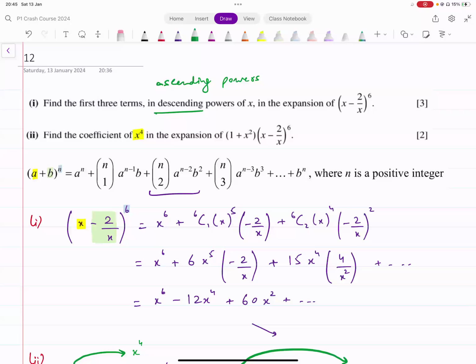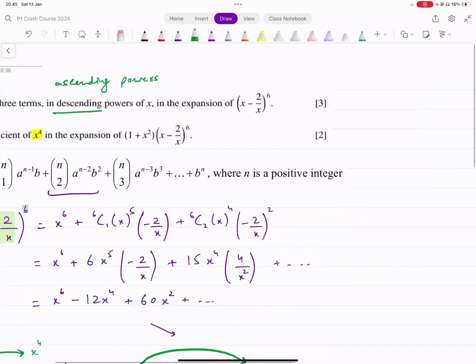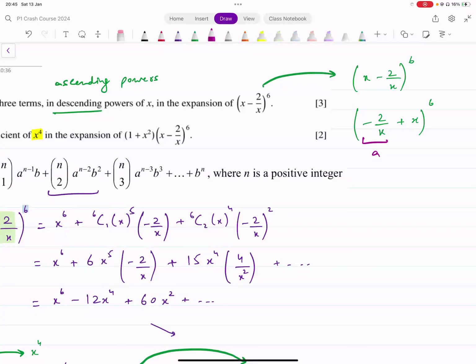If you expand it like you normally do, this is what you end up getting, right? You get descending powers. If you wanted to reverse the order, you would change the order of this expression. Right now it's x minus 2 over x whole raised to power 6. What you would do is write it as minus 2 over x plus x whole raised to power 6. Treat this as a, treat this as b, and then expand it. Now it would be in ascending powers.